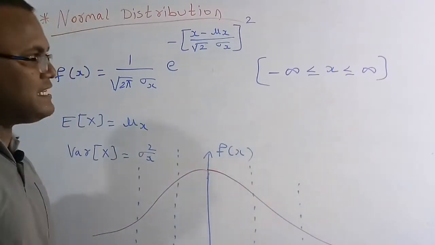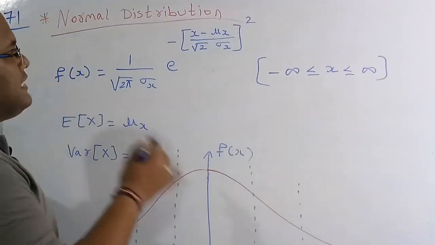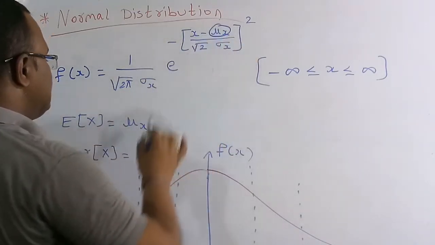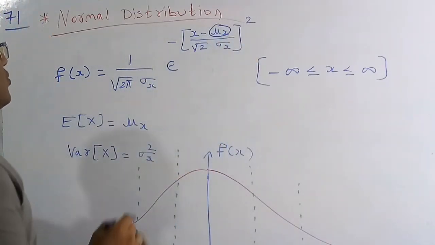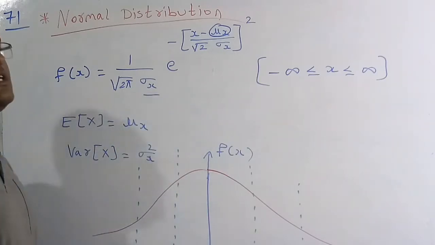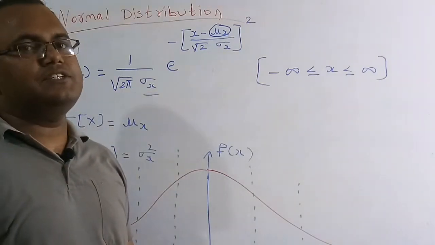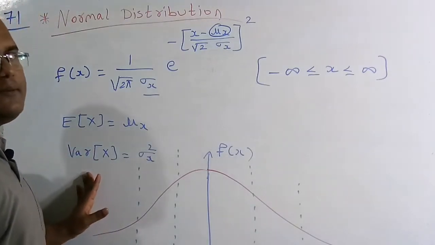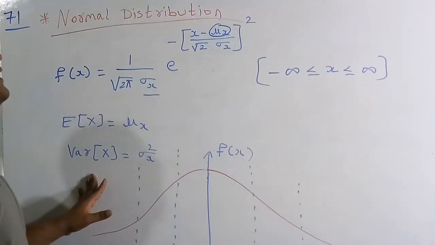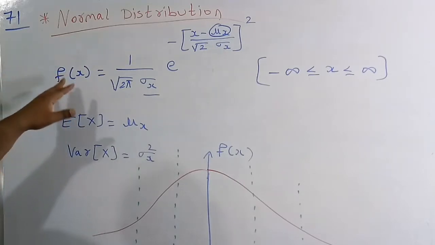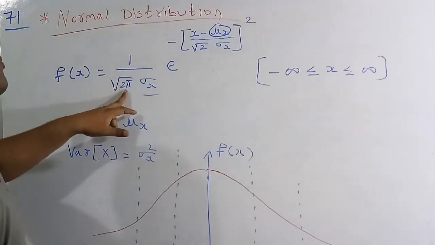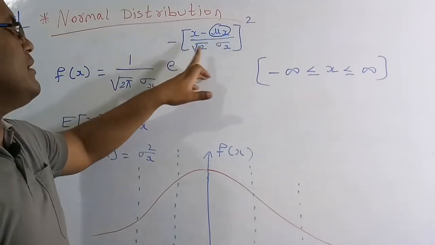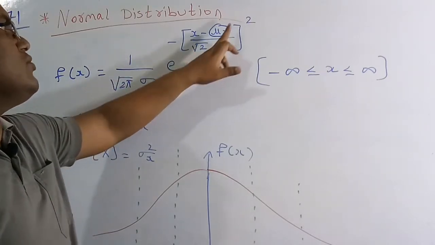So if this is the case, then we can say that the expectation of the random variable is equal to mu x, and similarly the variance of the random variable is equal to sigma x square, because sigma x is called the standard deviation and sigma x square is called the variance. So these are the important points that you always have to remember in the normal distribution, which is f of x equal to 1 by under root of 2 pi into sigma x, into e to the power of minus of (x minus mu x) by under root of 2 into sigma x, whole square.